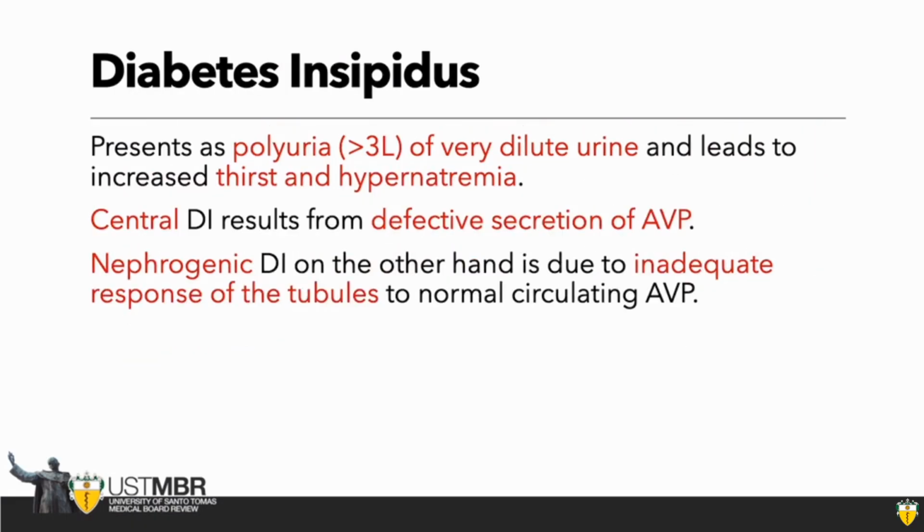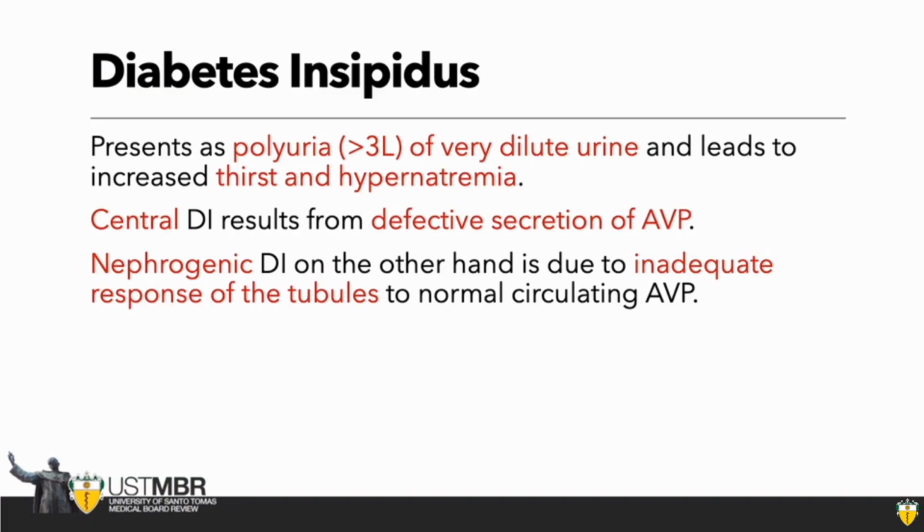So diabetes insipidus is too much. Diabetes means urine, and insipidus is too much. Generally they produce more than 3 liters of very dilute urine because of lack of antidiuretic hormone. We call it central DI if the problem is a defective secretion of antidiuretic hormone, and it's called nephrogenic if there's enough antidiuretic hormone, but the tubules, the distal tubule receptors, are resistant to it.